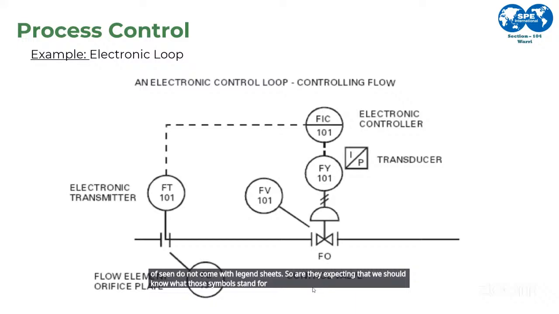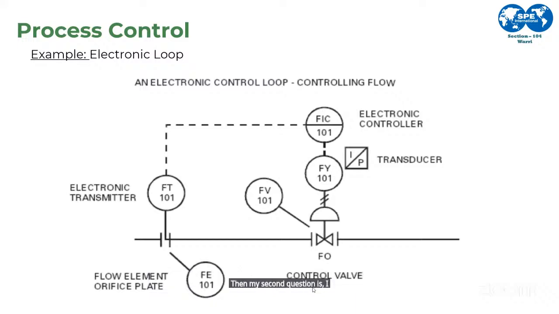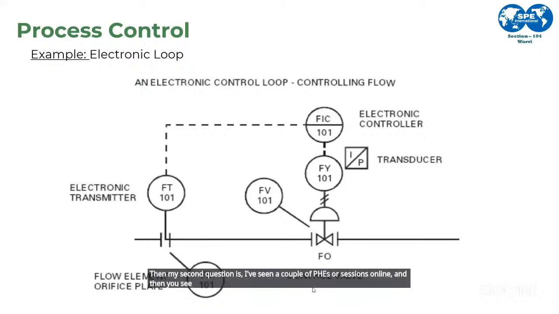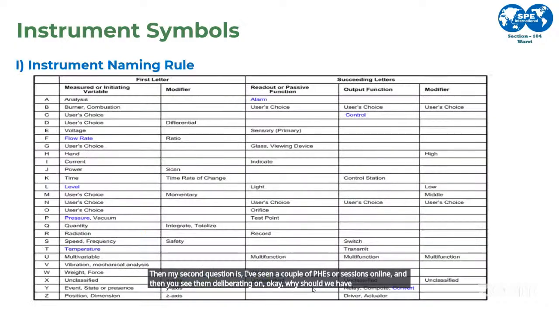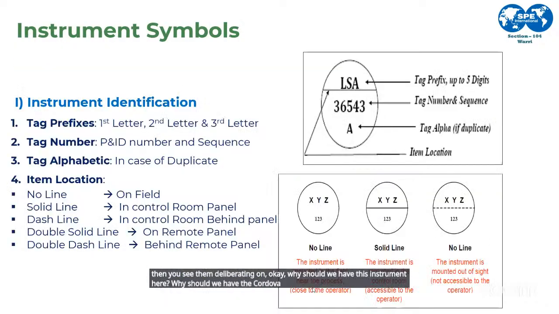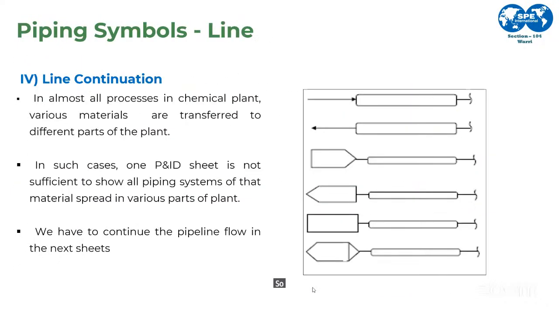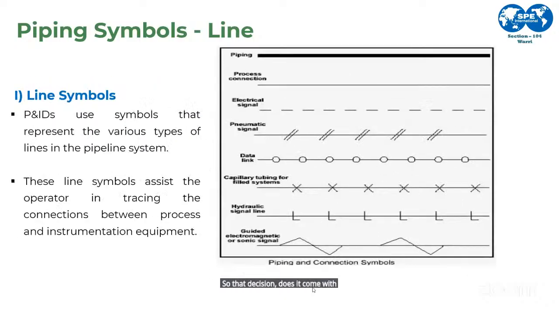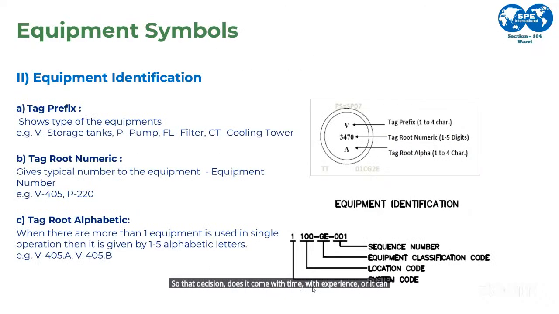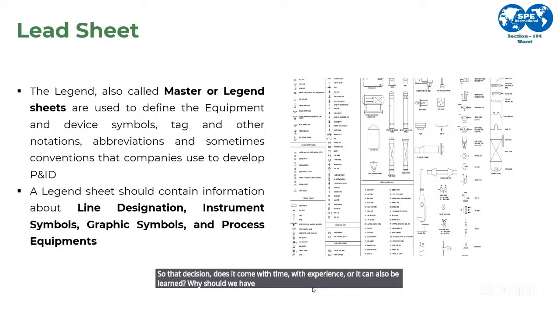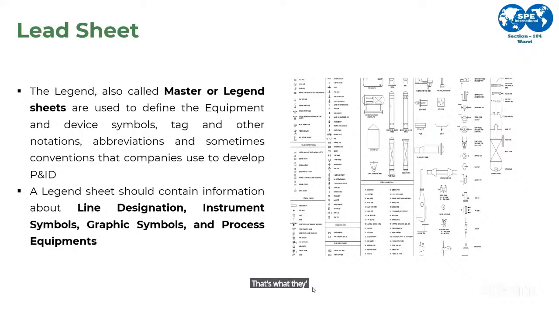Then my second question is, I've seen a couple of PHA sessions online, and you see them deliberating on, okay, why should we have this instrument here? Why should we have a control valve here? Why should we have a manual valve here? So that decision, does it come with time, with experience, or can it also be learned? Why should we have this particular, say, spectacle blind here? Oh no, we should not have it here. That sort of thing.